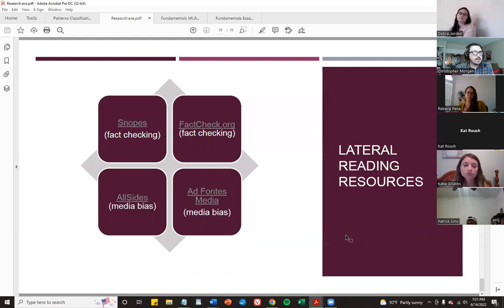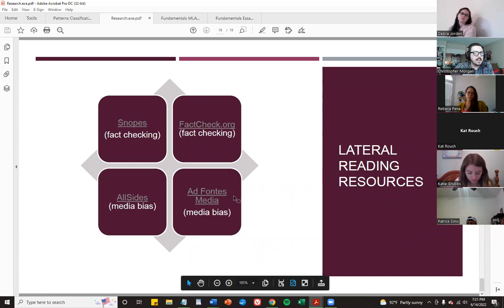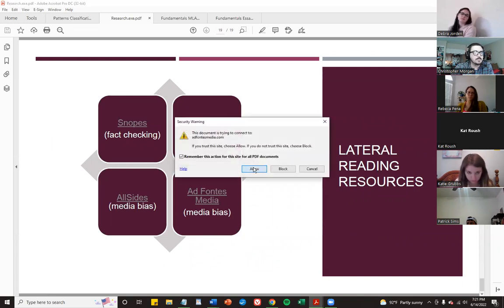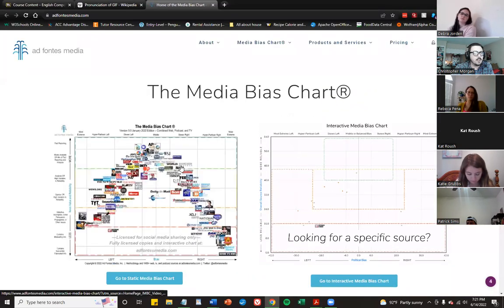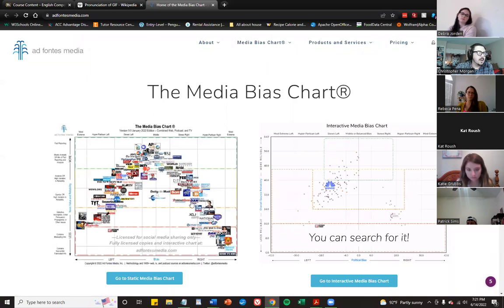And so these are some lateral reading resources. I've got links to AllSides and factcheck.org in the big folder of helpful links, but also Ad Fontes Media has a really useful media bias chart. And I think we all have at least heard of Snopes. Ad Fontes is pretty interesting. There's an interactive media bias chart.